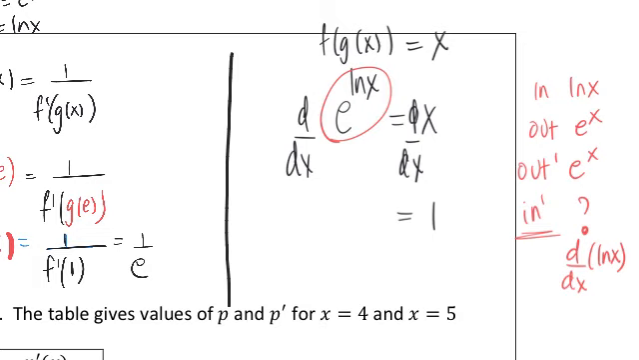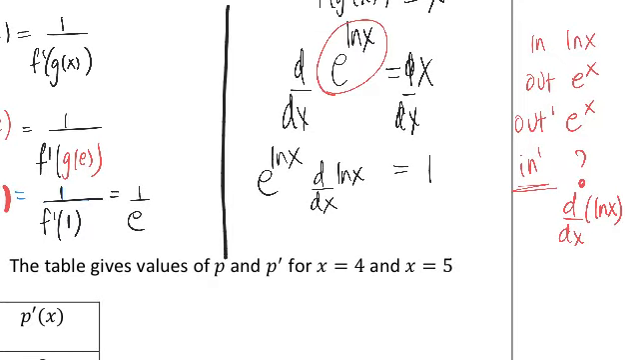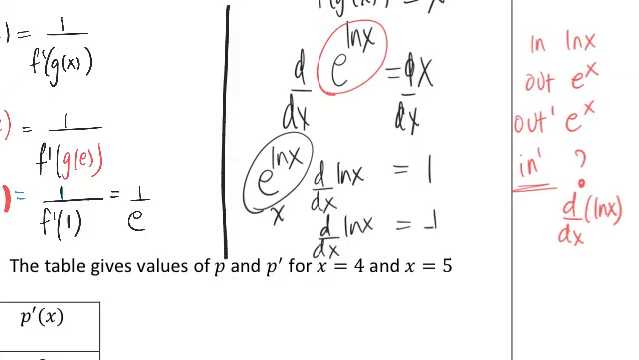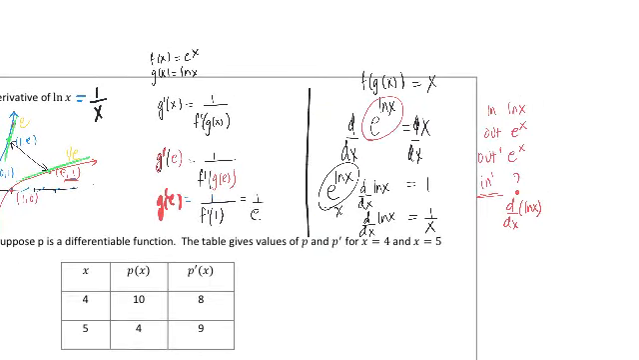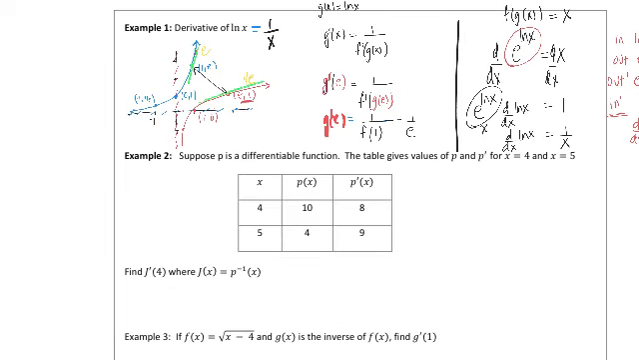So then out prime of in becomes e to the ln x, right? And then in prime, I don't know what it is yet, d dx of ln x. Well, e to the ln x is just x. So d dx of ln x then becomes 1 over x, right? So that's just a little proof for you that what you learned in the last lesson can be actually proved using the inverse derivative rule. Okay, so let's do some problems now.